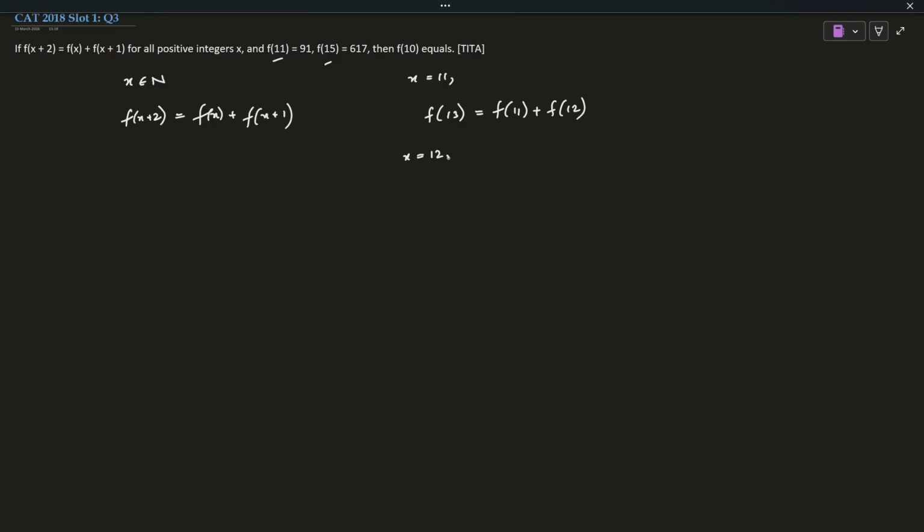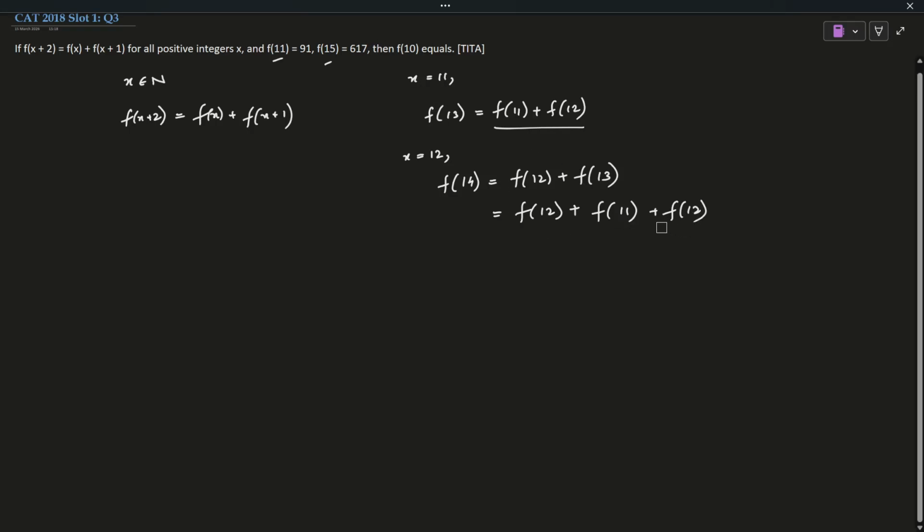If x equals 12, what will I get? f of 14 is equal to f of 12 plus f of 13. What is f of 13, guys? f of 12 plus f of 13 is f of 12 plus f of 11 plus f of 12. And f of 12 plus f of 12 can be written as 2 times f of 12, so 2 into f of 12 plus f of 11.